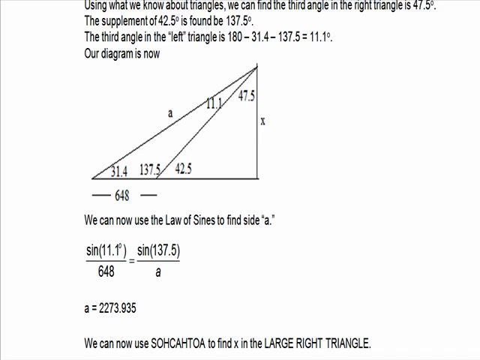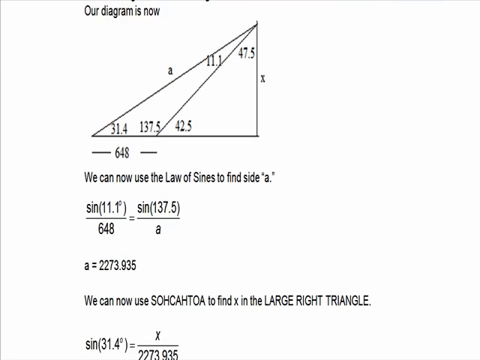Now, knowing this, I can actually find all kinds of things, but the first thing I'm going to do is find side A. I decided to find this one. I could find this one. I guess I'll do this one first. So I'm going to find side A. I know that sine of 11.1 over 648 is going to be the sine of 137.5 over A. And if I cross multiply and solve, I get A is 2,273.935.